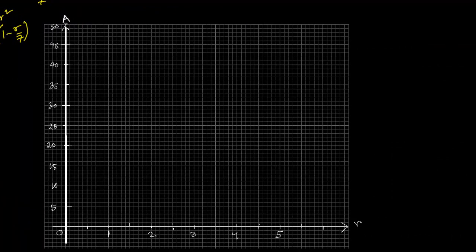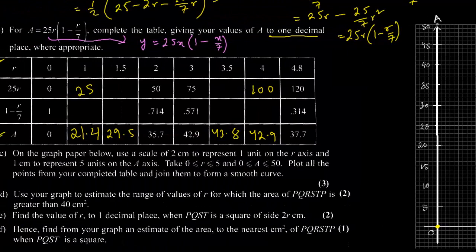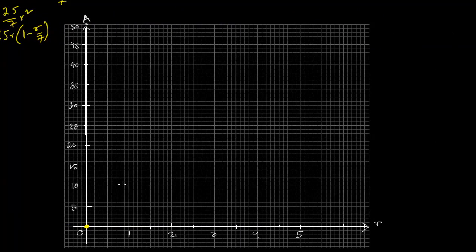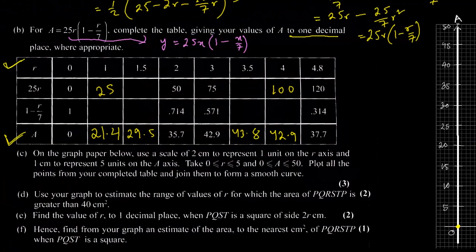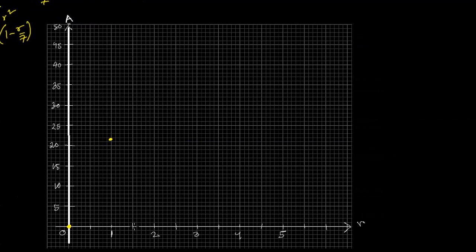Let me use a different color here. Okay. The next point that we have is when x coordinate is 1, y coordinate is 21.4. So this is 1, 2, 3, 4, 5, so around here. Since every small square is 1, we can use this. The next one is when the unit is 1.5, the y coordinate is 29.5, somewhere around here.